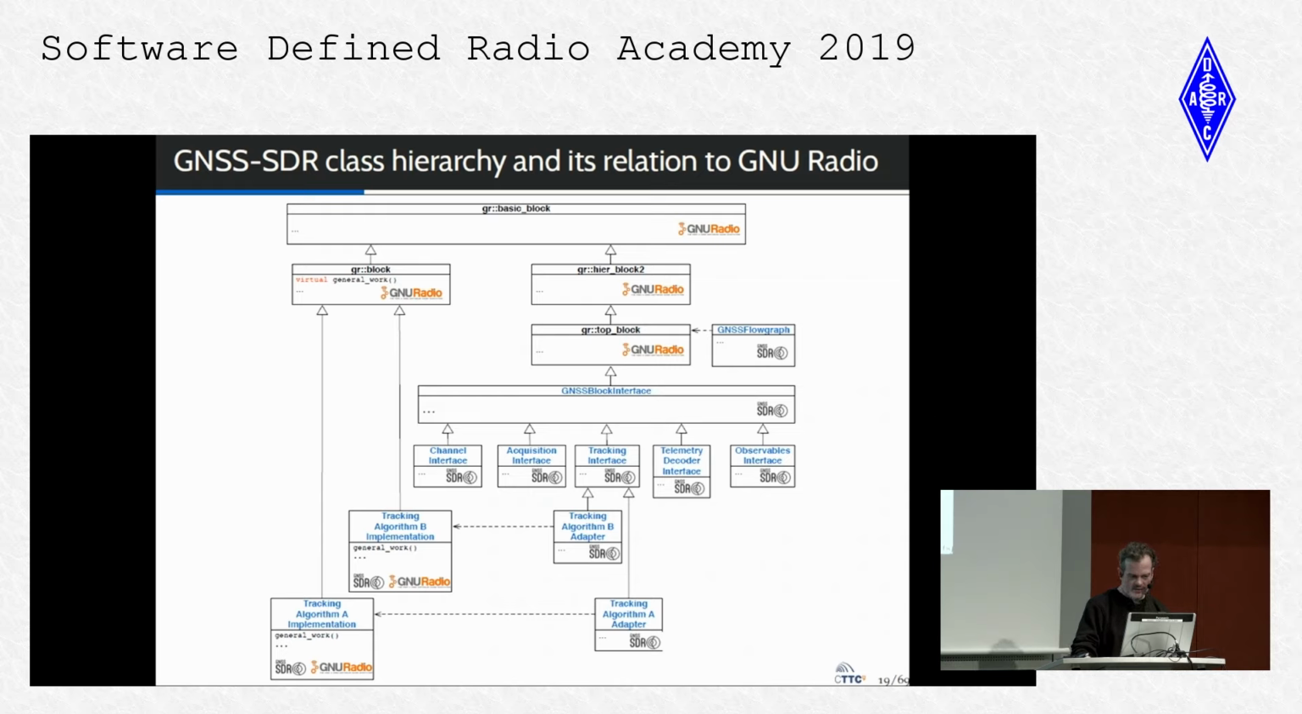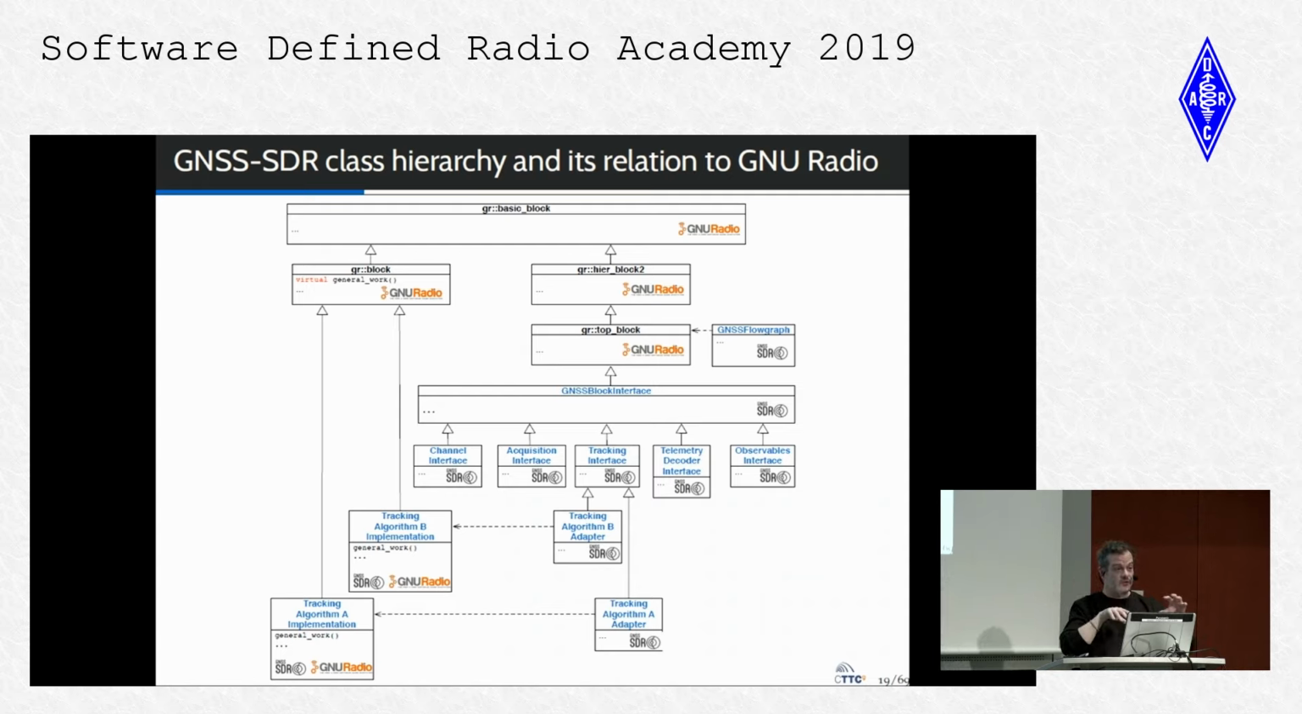Here you have the class hierarchy of GNSS-SDR and its relation to GNU Radio. So we really inherit all the good things of GNU Radio in terms of how to define these processing blocks and how you can chain them together. And then we have a special block interface for GNSS-SDR, in which we can have, for instance, a channel interface, an acquisition interface, a tracking interface, and so on. These are abstract interfaces that we can then populate with different kinds of algorithms.